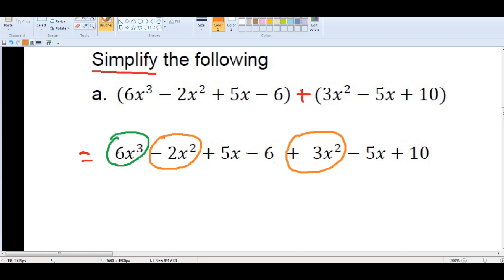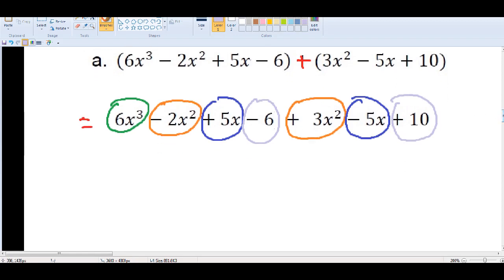Then for x, positive 5x and minus 5x, these are the terms for x. And the last one, let's see if we have the constant term. Right, then you try to add all those like terms together.